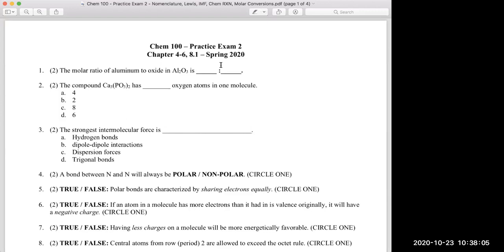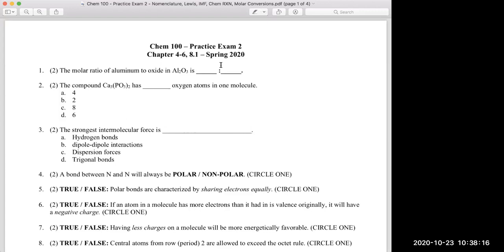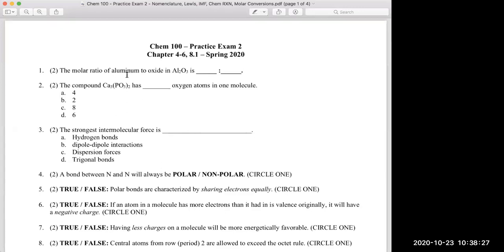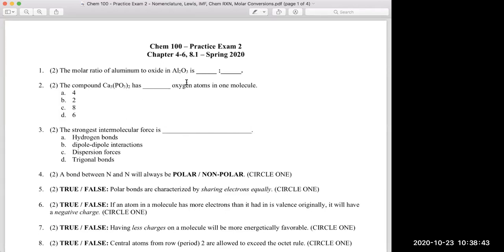Okay, Danica, I have a question. Yes. The ratio is 2 and 3, right? Correct. Okay, and then every question you ask, the molar ratio is going to be aluminum 2 and oxygen 3, right? No, there are different ways that I could ask that question. Right here specifically, I'm asking for the ratio of aluminum to oxide, right? But I could be asking for the molar ratio of aluminum in aluminum oxide, right? That's a different problem. Does that make sense? Yeah.